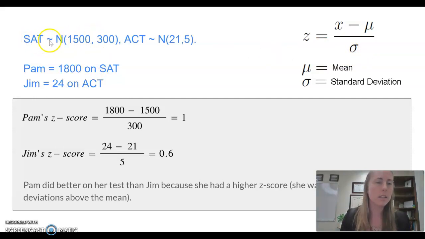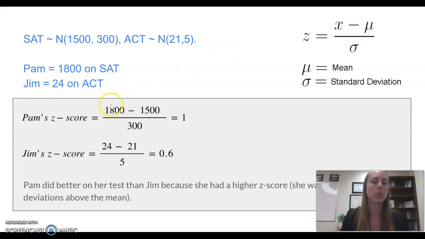This reads, the SAT is approximately, that squiggle, normal, the N, with a mean of 1500. The mean always goes first, and a standard deviation of 300. The standard deviation always goes second. And the ACT is approximately normal, with a mean of 21 and a standard deviation of 5. That's how you would read those symbols.